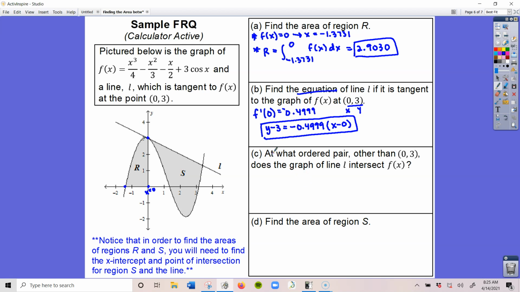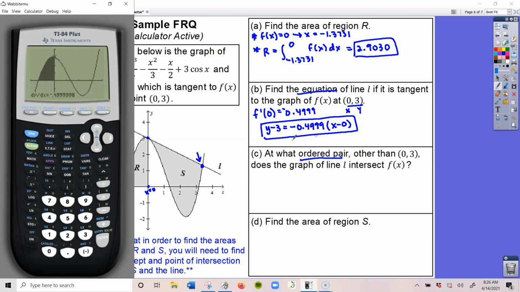Now it says here, at what ordered pair other than (0, 3) does the graph of line L intersect f of x? And you can see here that this line intersects the graph right here. So we need to figure out what this point is. That's the ordered pair it's asking for. So I'm going to go to my calculator once more. Now that I know the equation of the line, I can graph the line. That way, when I graph it, I will have it here and I can find that point of intersection. So I'm going to go down here.